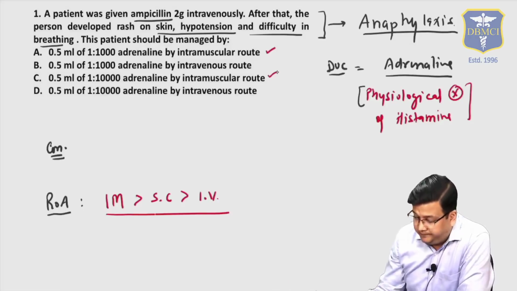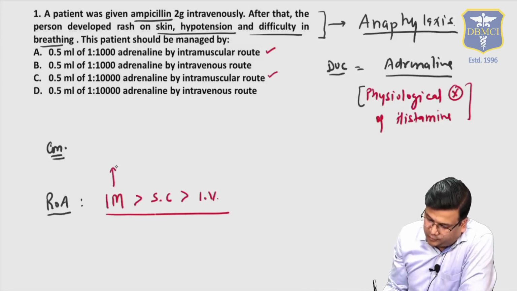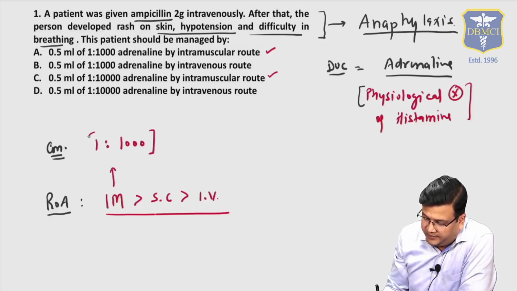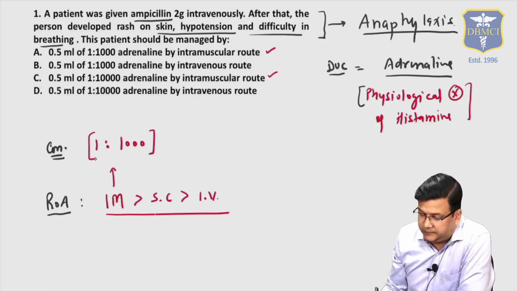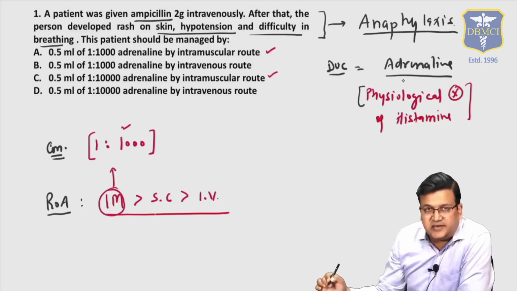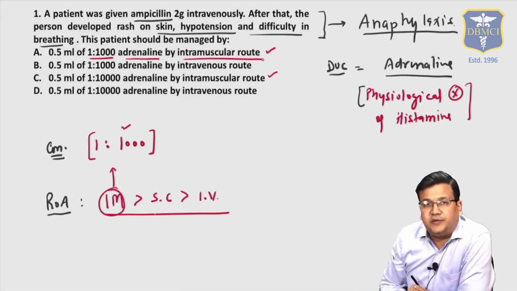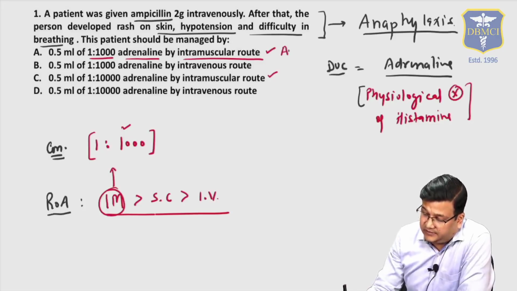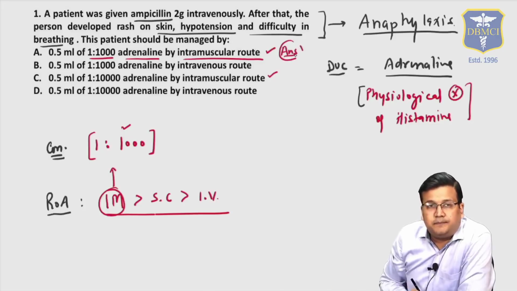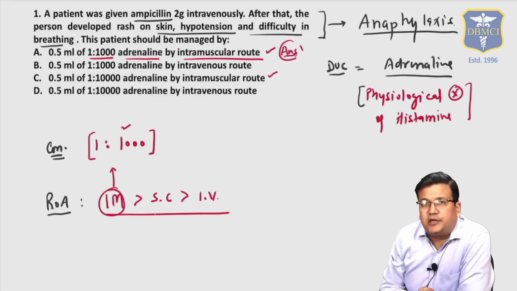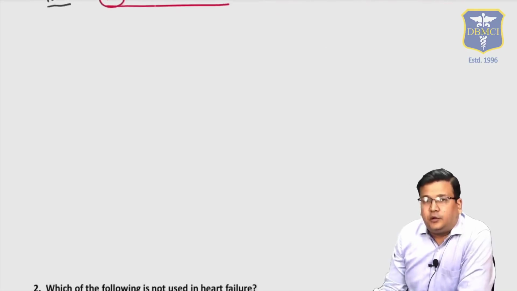Now we come to the concentration. The concentration when the intramuscular route is used is 1:1000. So now we have 1:1000 as the concentration, route as intramuscular and drug as adrenaline. 1:1000 adrenaline intramuscular route. So we can see that the correct answer to this particular question will be option A. But this property of adrenaline uses has been asked many times. So let's try to revise in totality.